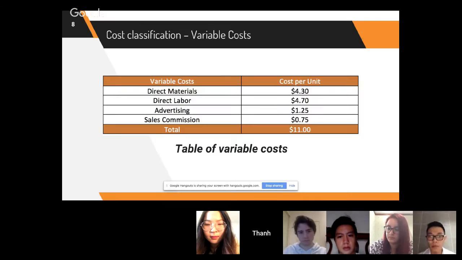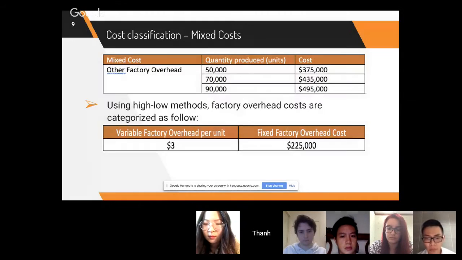Moving on to variable cost, which is defined as the cost varying with level of output produced. In this situation, direct material, direct labor, variable advertising, and sales commission are classified as variable costs. Similarly, mixed costs have the combined characteristics from both variable and fixed cost. Here, factory overhead is classified as mixed cost.